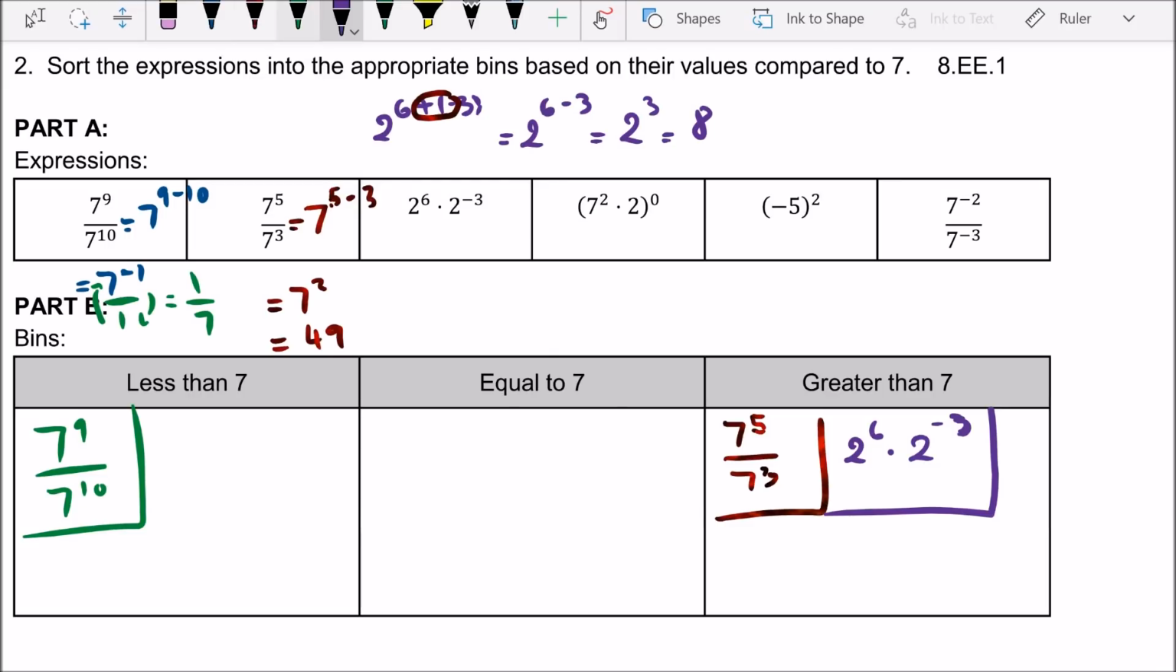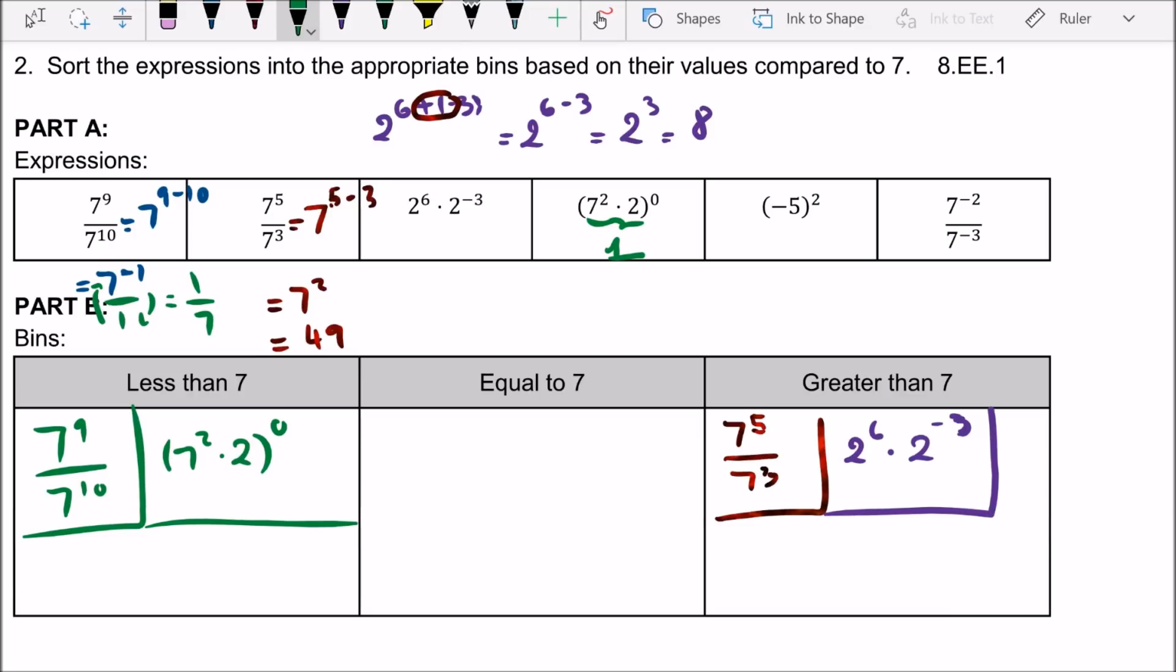Alright, the next one, you have 7 to the second power times 2, all raised to 0. As we know, they are inside a parenthesis, and this parenthesis is raised to 0. Whatever is raised to 0 equals 1. So we don't have to solve for that one. So it's less than 7, that will be this part. 7 to the second power times 2 raised to 0.